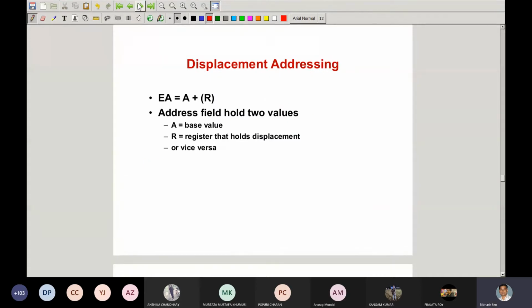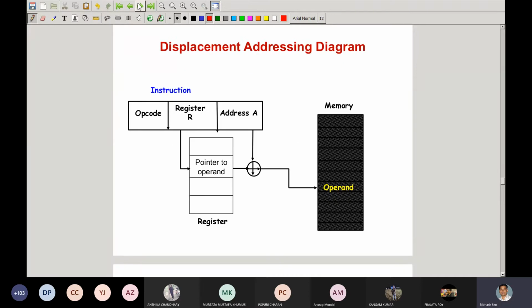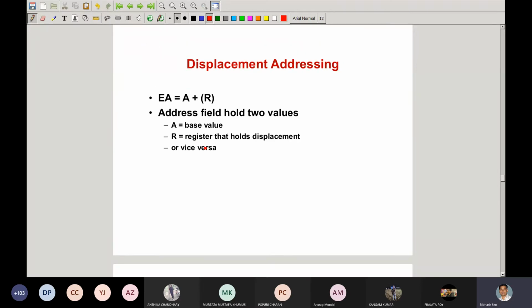Now come to the displacement. Here is a base value. You find that A is the base value and R is the register that holds the displacement. It may be reversed also. Be careful of this point that I mentioned. Vice versa is also possible. So the register can contain the base address and the other can contain the displacement.